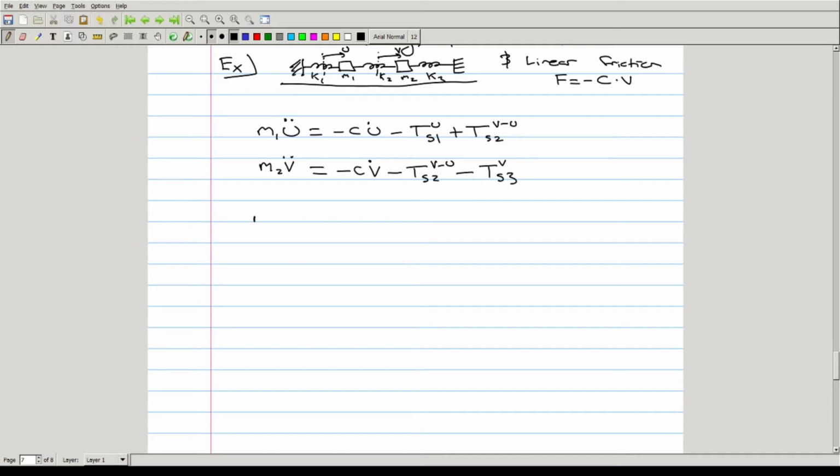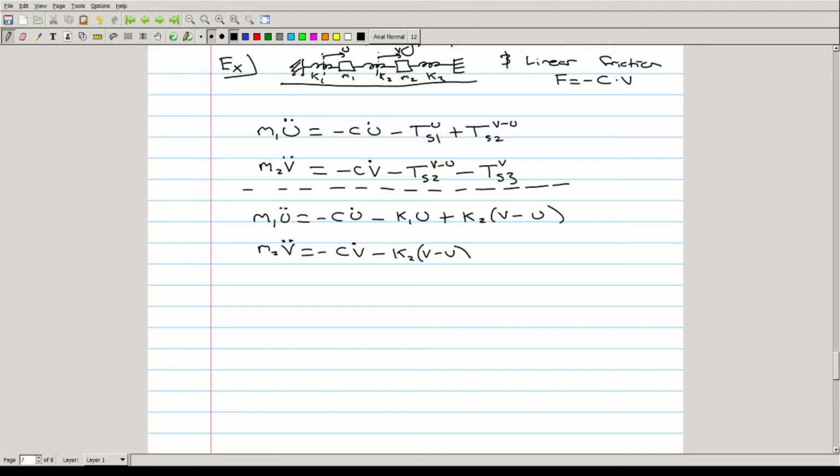So for the first equation, we have m1 u double dot is equal to negative c u dot, minus k1 times u, plus k2 times v minus u, and m2 v double dot is equal to negative c v dot, minus k2 times v minus u, minus k3 times v.